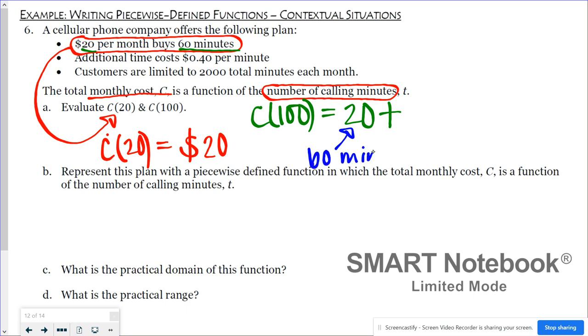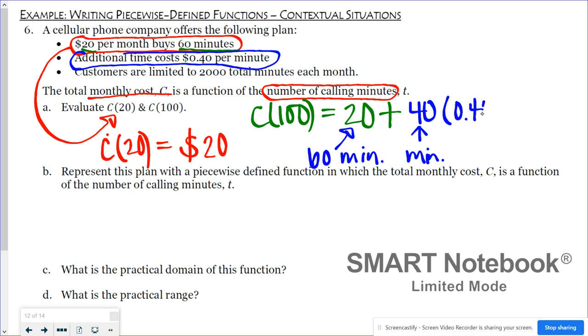Now, if we are using our phones for 100 minutes, that's an additional 40 minutes. And they told us that additional time costs 40 cents per minute. So 40 minutes at 40 cents per minute. If we multiply that and add it to our $20, we'll get the total cost. So that comes to be $36 for 100 minutes. Okay, so now let's write our function.